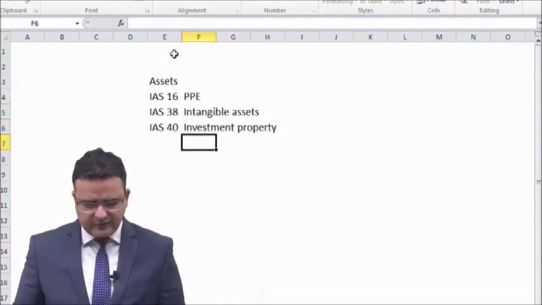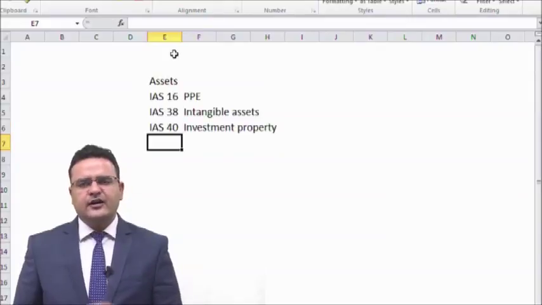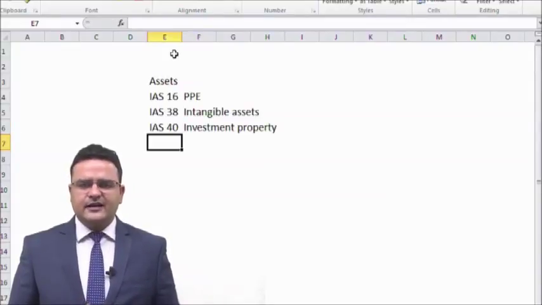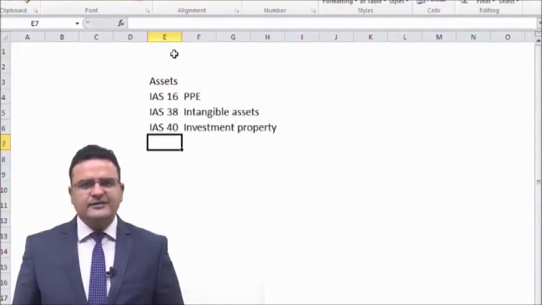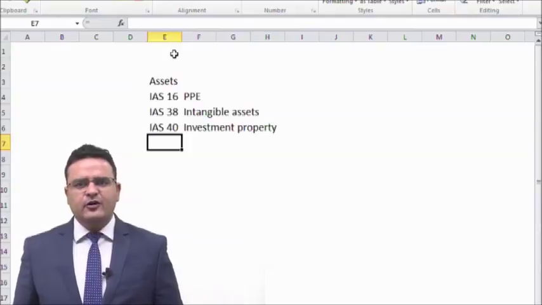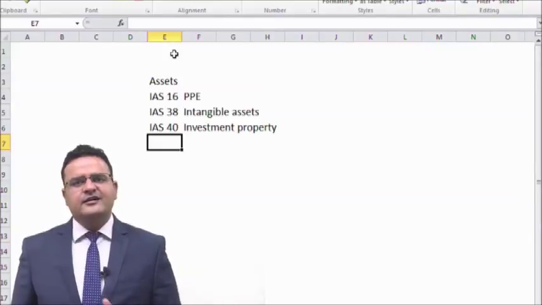investment property. There are other standards. Now in IFRS there are asset standards based on the intention of the management, for what purpose they intend to hold an asset. If they intend to hold an asset for consuming in the business, they'll follow IAS 16 property, plant and equipment. If it is an intangible asset intended for consuming in the business, IAS 38 is the standard.